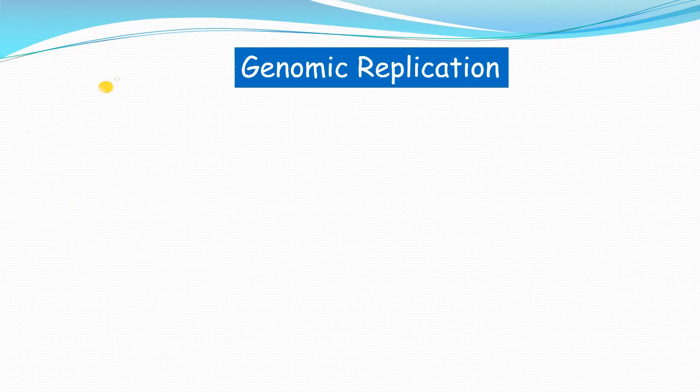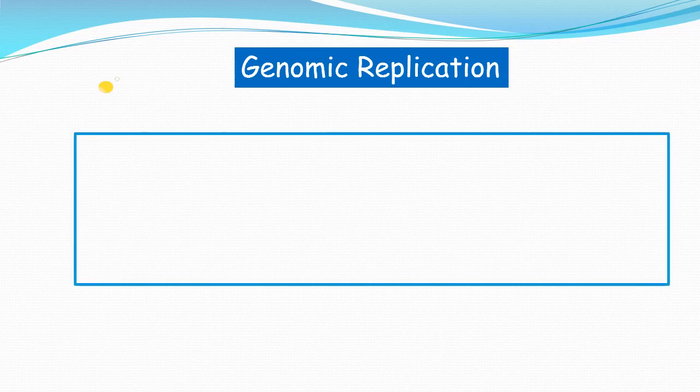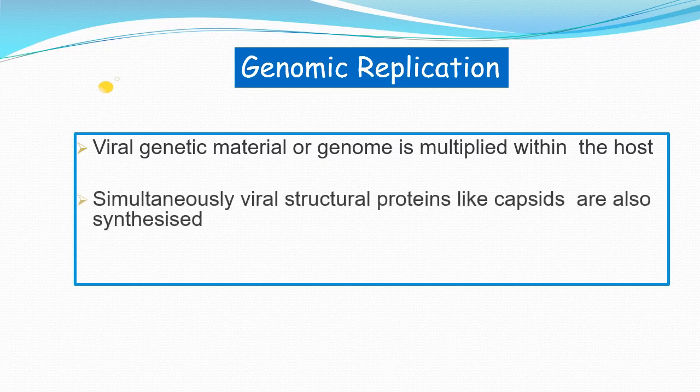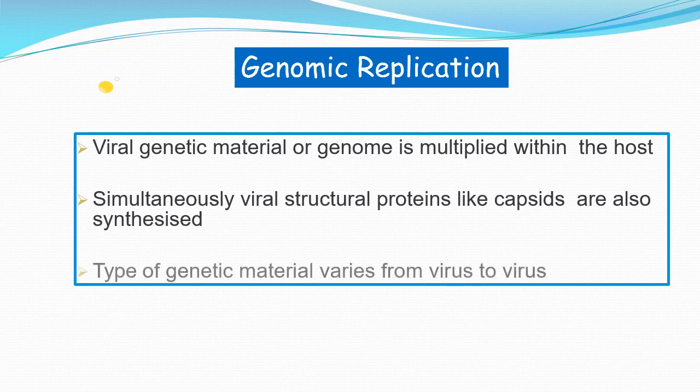The fourth step is genome replication. Viral genetic material or genome is multiplied within the host. Simultaneously, viral structural proteins like capsids are also synthesized. Type of genetic material varies from virus to virus.